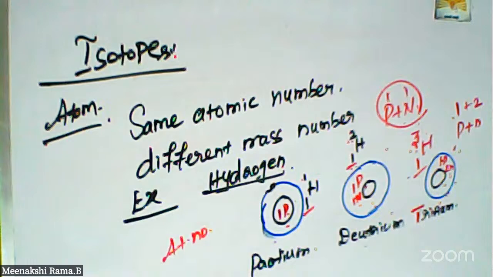Okay. Is that clear? An isotope is nothing but an atom or element that has the same atomic number but a different mass number. The atomic number of all three isotopes is 1, but the mass numbers are 1, 2, 3, like that. Okay. Some more examples are carbon and chlorine.